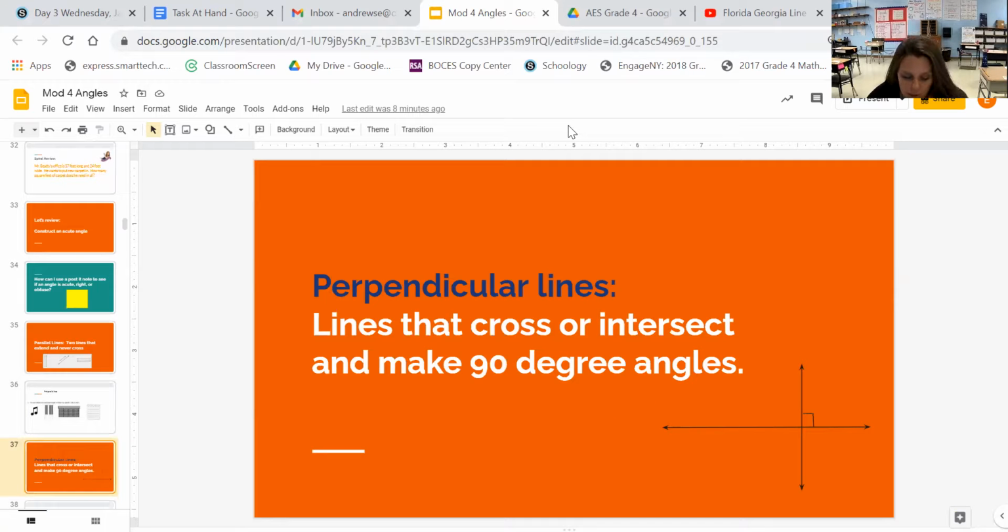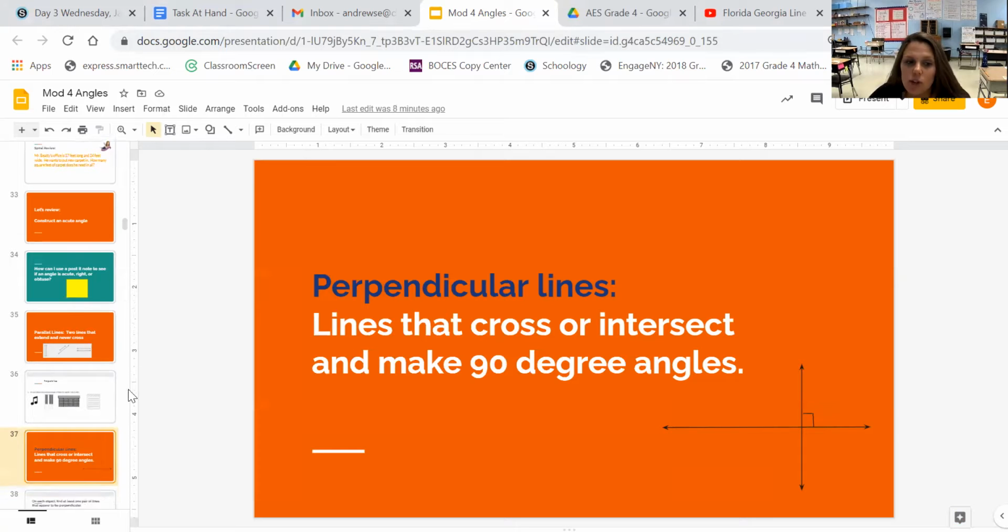So go back to your foldable, show me an example, put your definition, and then check back with me.